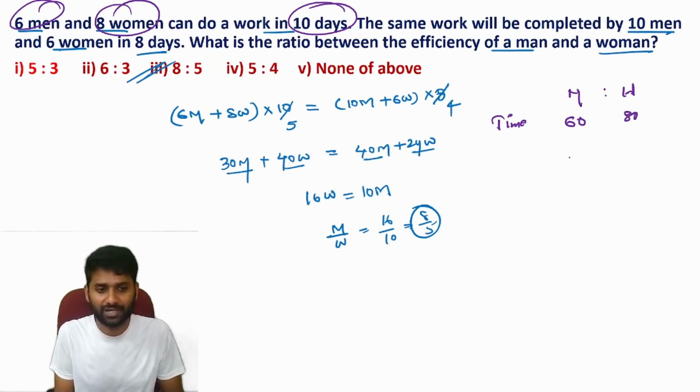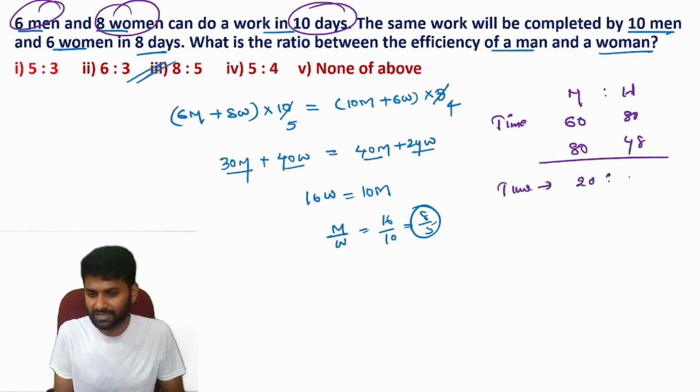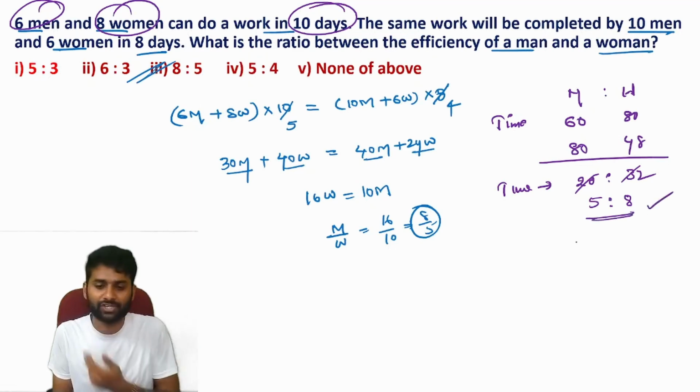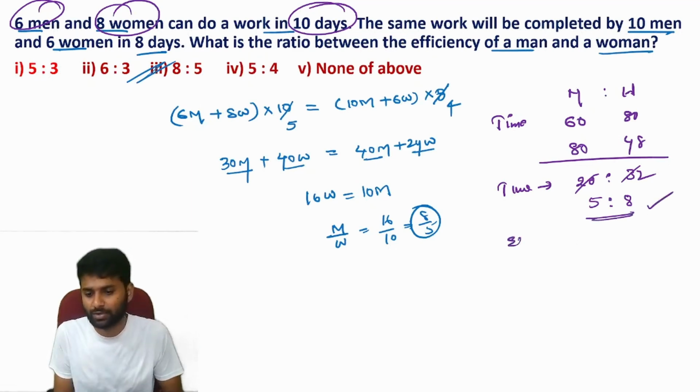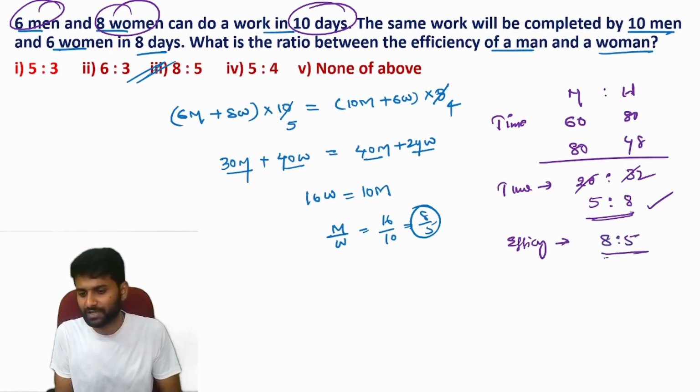Again, other information. 10 men, 8 days means 10 into 8 is equal to 80. 6 into 8 is equal to 48. Let's find the difference. Here the difference is exactly equal to 20 units. Here the difference is exactly equal to 32 units. If you go through the cancellation, see 4 5 times, 4 8 times. If time ratio is 5 is to 8, then what is the efficiency ratio? Efficiency is inversely proportional to the time. That's why here the ratio becomes 8 is to 5.